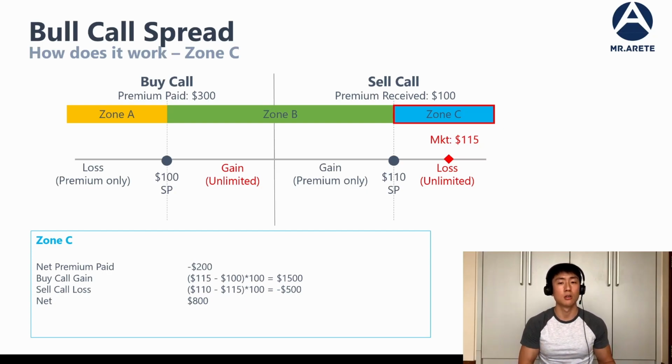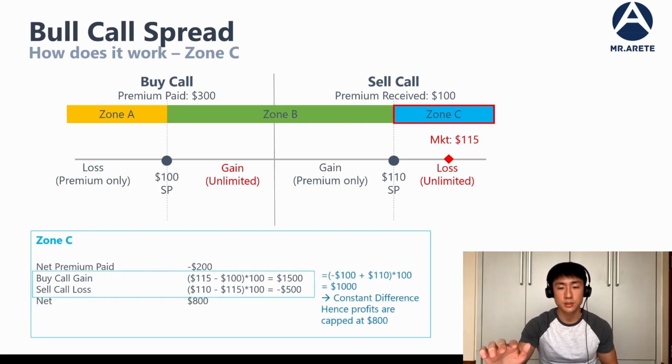Now, for the sell call, we are obliged to sell away the shares at $110. The stock price is at $115, which means we will lose $5 per share. The same thing applies, we multiply it by 100 shares and arrive at a loss of $500. So we will make an overall profit of plus $1,500 minus $500, which is $1,000. And recall that we still have to account for the net debit that we incurred at the very beginning, which is minus $200. Therefore, our max profit for this trade, if the stock price expires above $110, will be capped at $800, regardless of how much higher it goes.